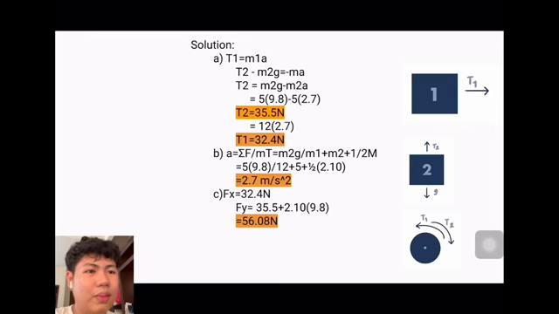And then if you look up there, that is when we plug in the acceleration to look for T2 and T1. So now we already have our tensions and we have our acceleration of the box. Then we have to look for the force components. On the X, we only have the tension, so we just plug in 32.4 newtons. But for Y, we have to add the weight of the pulley. So it's 35.5 plus 2.10 times 9.8, which will give you a total of 56.08 newtons that is exerted on the pulley itself by the axle.